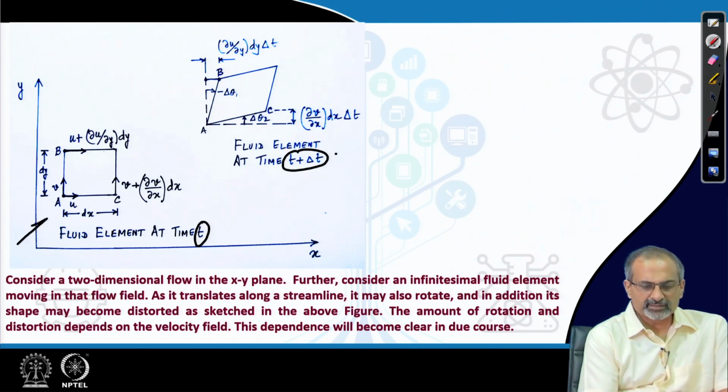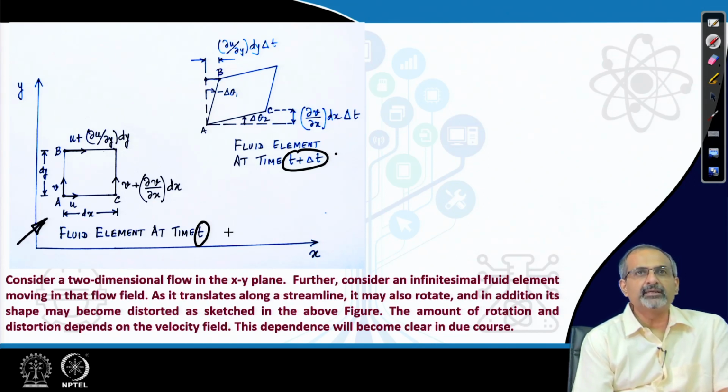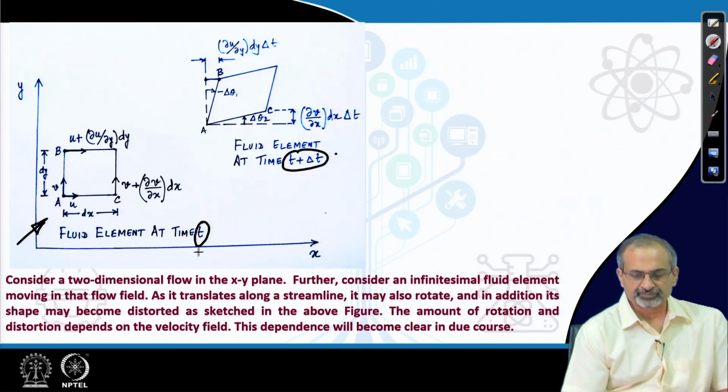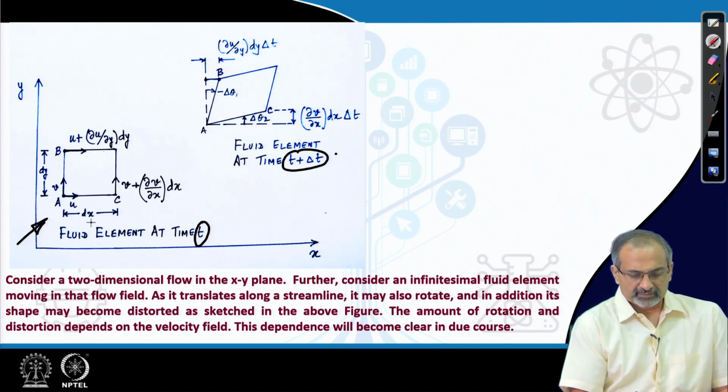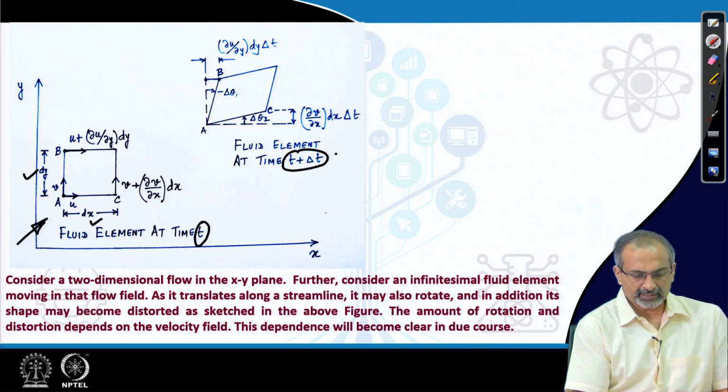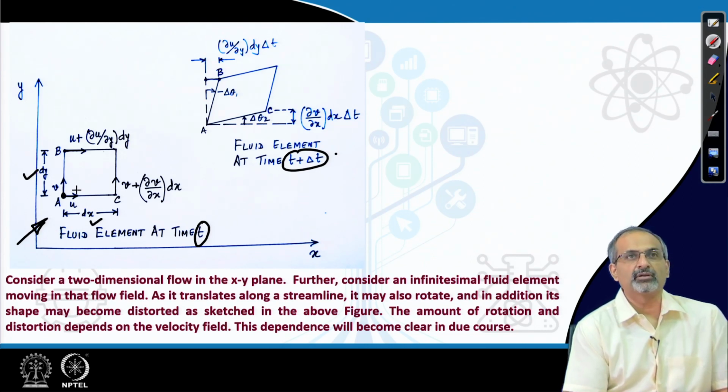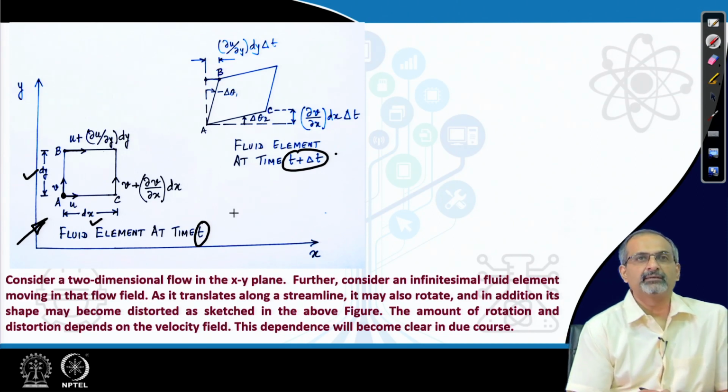So, what is a rectangular element at time t seems to be more like a rhombus or a parallelogram at time t plus delta t. It is only for representation's sake that we have shown the things in a more qualitative sense. Now, if you look at the dimensions, it has dx and dy dimensions here, and at the point A, which is the lower left corner of that element at time t, it has velocity components u and v.